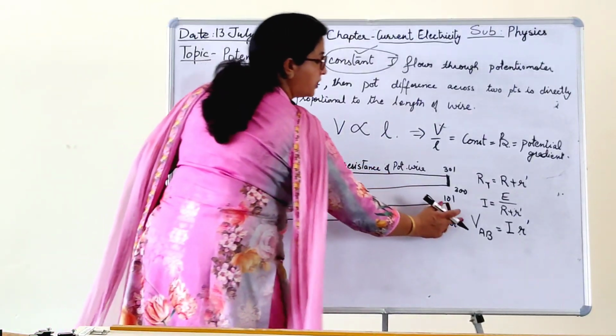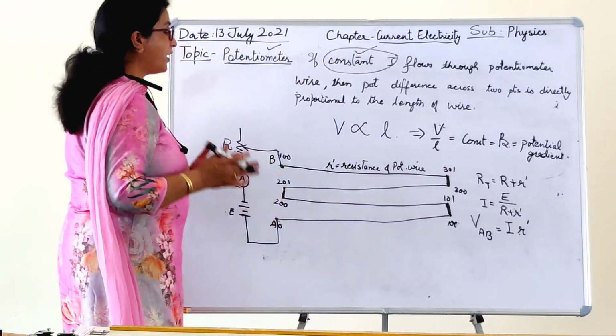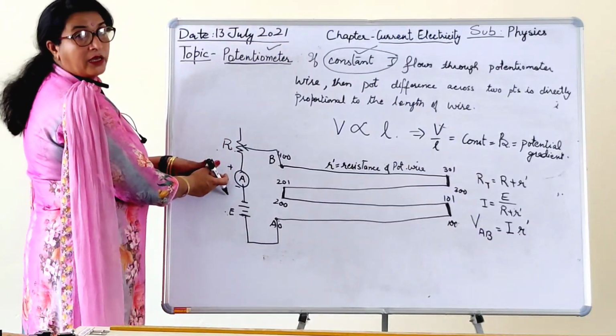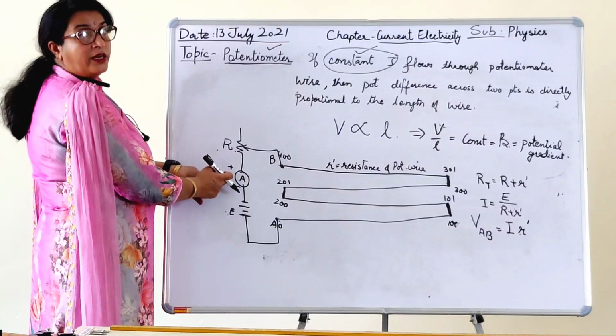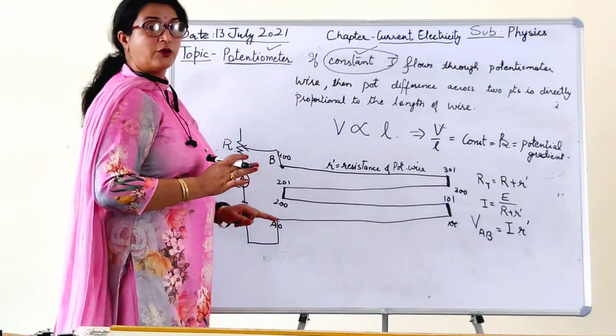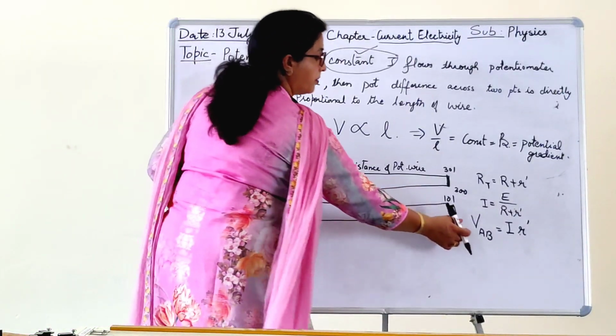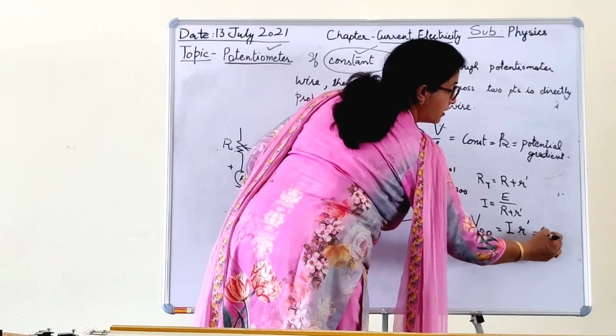So what will be the potential difference? It will be I into R dash. So I we have kept constant by adjusting this rheostat, taking the reading of the ammeter. R dash is the resistance of this potentiometer wire, that is constant. That means for constant current, VAB will be constant.